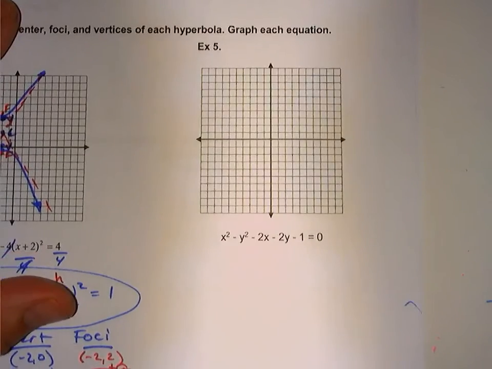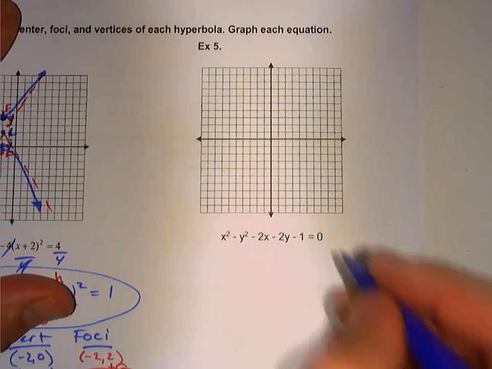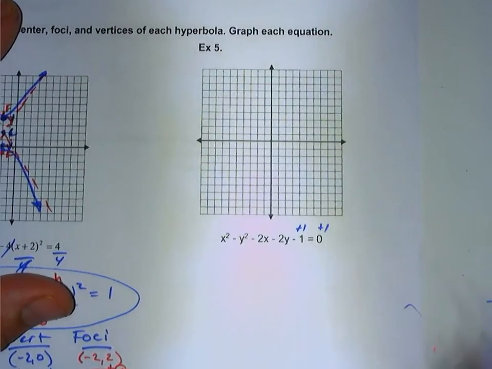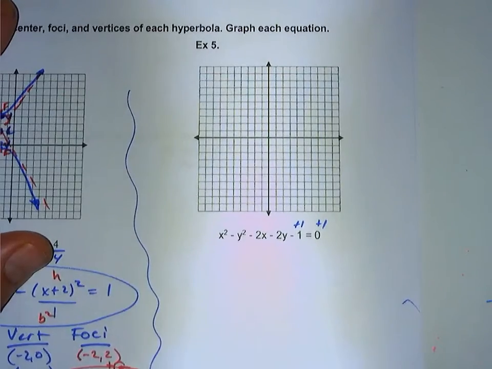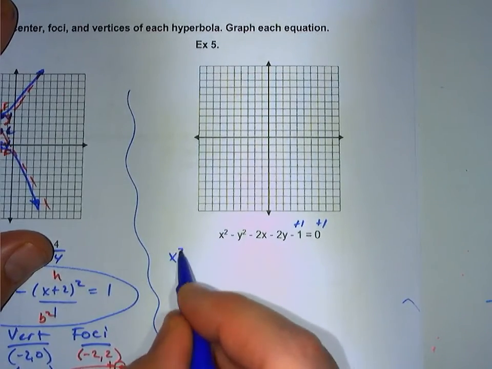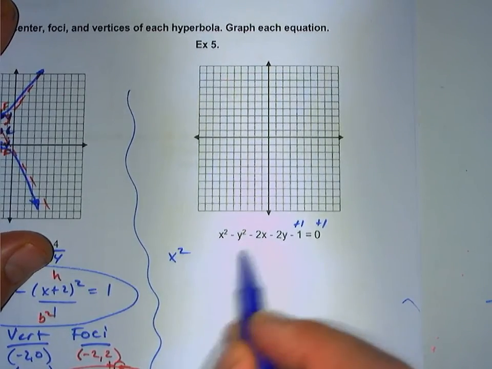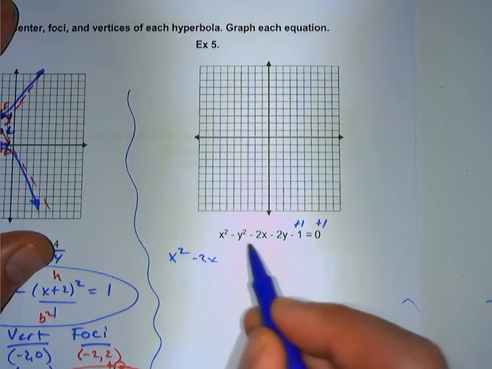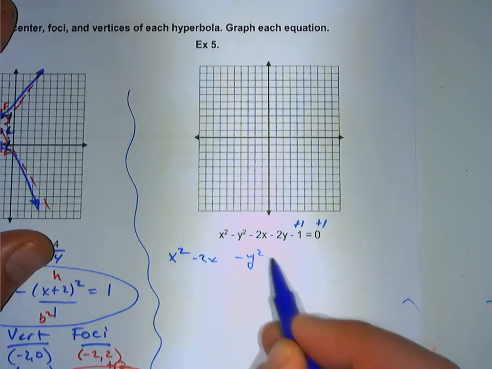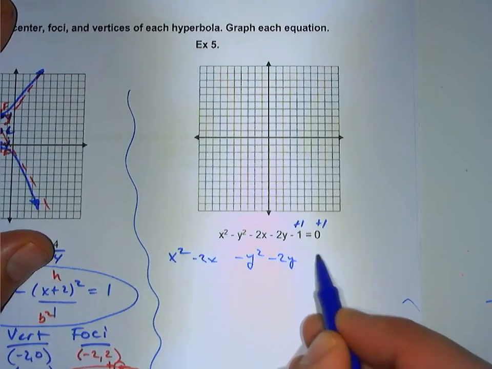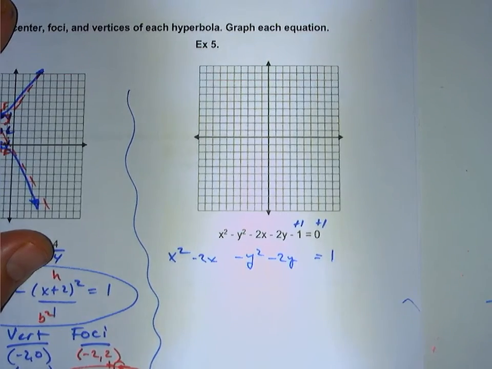Awesome. So let's graph this thing. We're going to go ahead and add the 1 over. I would like to get that guy out of the way. And I'm going to group my x's together. So I've got x squared minus 2x, and then I got this negative y squared minus 2y. And I've added the 1 over, so that's plus 1 on that side.